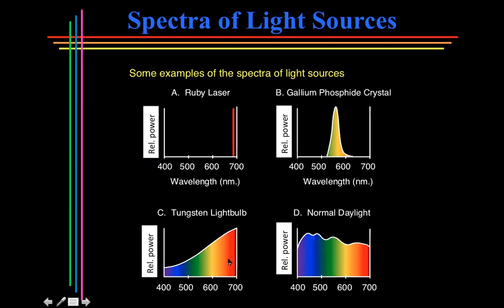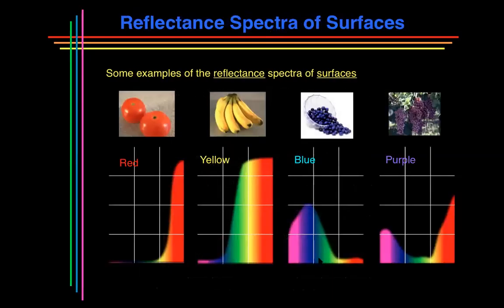You have the relative spectral power. It's much larger for this wavelength than for the wavelengths on the left. And for normal daylight, you have a uniform spectral power for all the wavelengths.